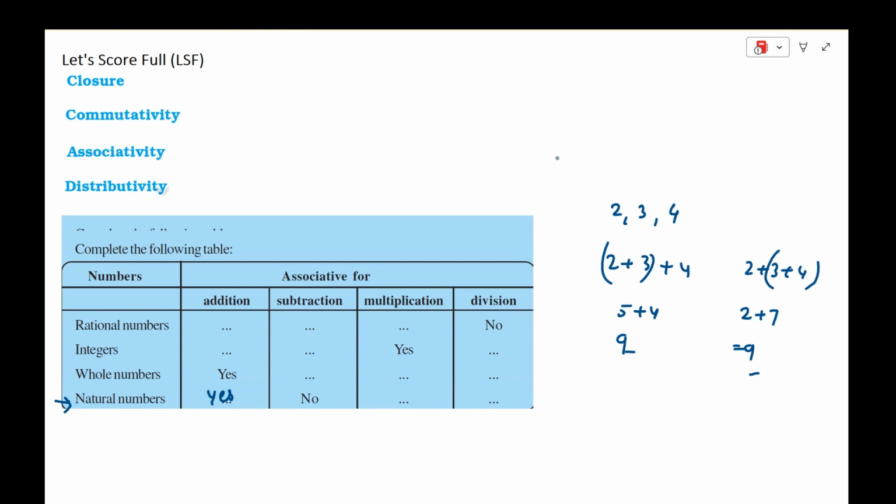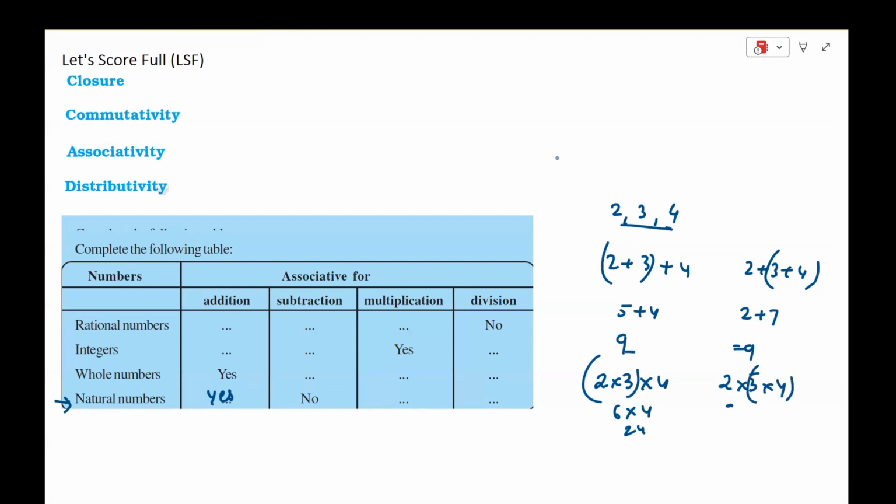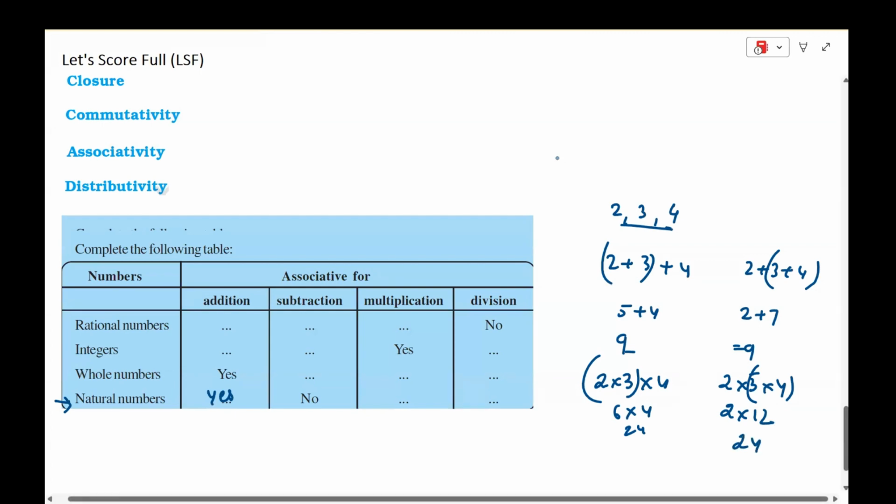Try for the multiplication. So take the same numbers. If I take 2 into 3 into 4, so multiply first 2 into 3, which is 6, into 4, which is 24. Now again the same thing, and this time take the last 2. So 2 into 12, which is 24. As the answer is the same, I will say yes, the natural numbers show associative property for multiplication.